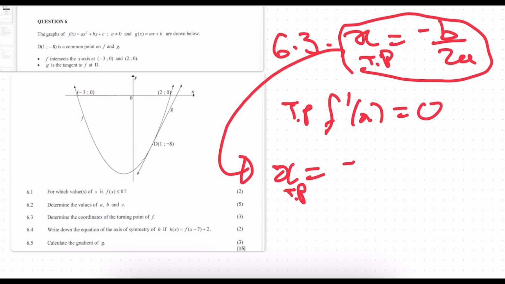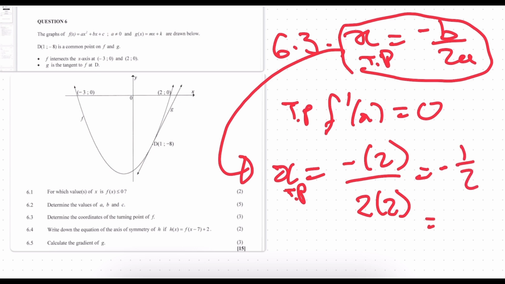Minus b, you know your b was minus 2, all over 2 times a, and a was 2. That means you literally have x equals minus 1 over 2, or minus 0.5. Does this x value make sense? To me, it kind of does because it's on the negative side, right? So your x values here are negative and it's closer to 0.